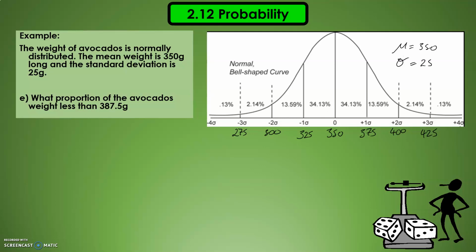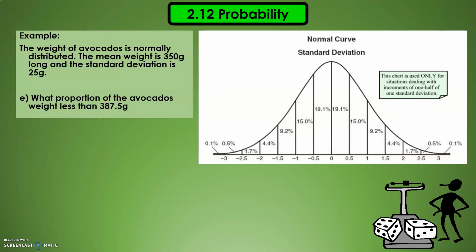Okay, hopefully you've noticed that I've only got values for 375 and 400, and what we're looking for is 387. So this model we've got is only a set model where we know the proportions for one standard deviation increments. The result we've got here isn't in one standard deviation increments. So we basically need a new model. We need to work out what standard deviation models we've got.